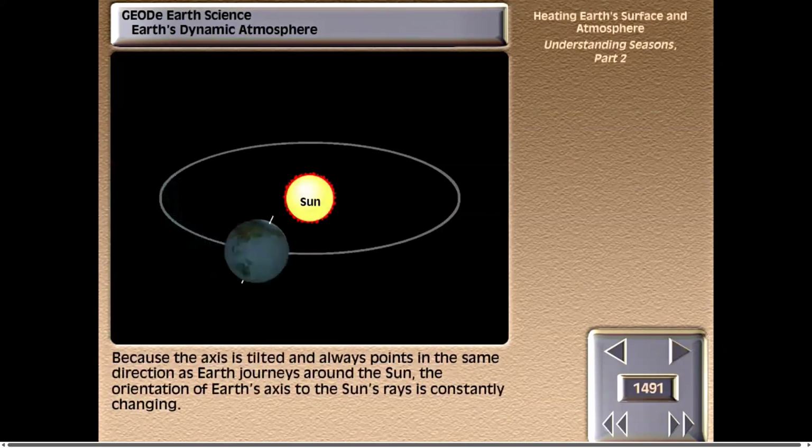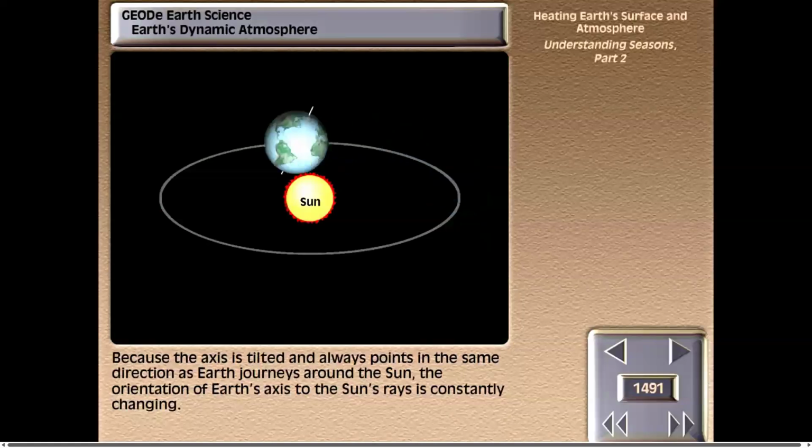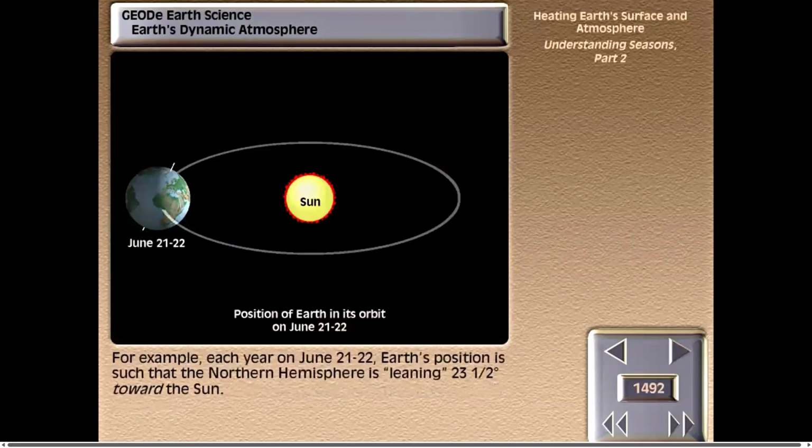Because the axis is tilted and always points in the same direction as Earth journeys around the Sun, the orientation of Earth's axis to the Sun's rays is constantly changing. For example, each year on June 21st or 22nd, Earth's position is such that the northern hemisphere is leaning 23.5 degrees toward the Sun.